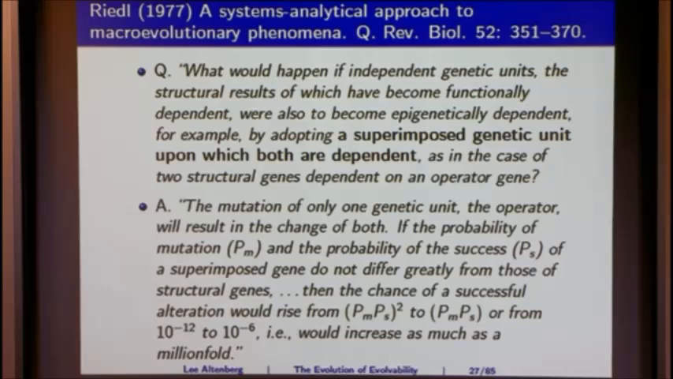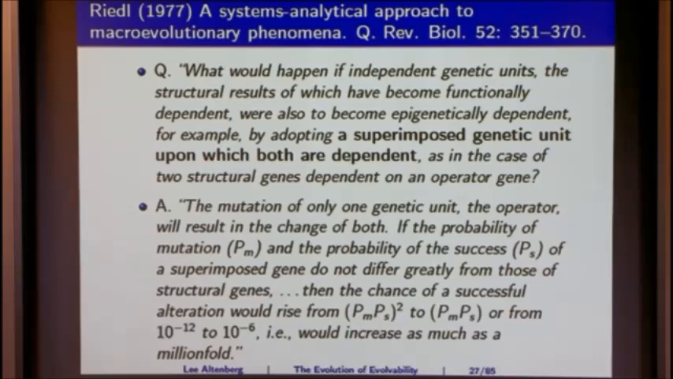also to become epigenetically dependent? For example, by adopting a superimposed genetic unit upon which both are dependent, as in the case of two structural genes dependent on an operator gene. Well, the answer is the mutation of only one genetic unit, the operator, will result in the change of both if the probability of mutation and the probability of success of a superimposed gene do not differ greatly from those of structural genes. So the chance of a successful alteration would rise from this product squared to just this product.